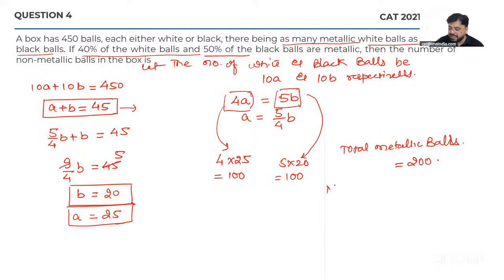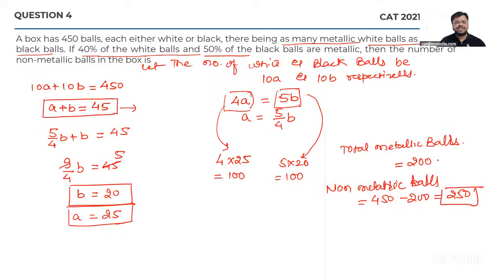So the non-metallic balls will be total 450 minus 200, that is 250. So this was an easy question. If you go step by step, if you take these values, then it is actually an easy question. So let's discuss the next question. This question appeared in CAT 2021 slot.